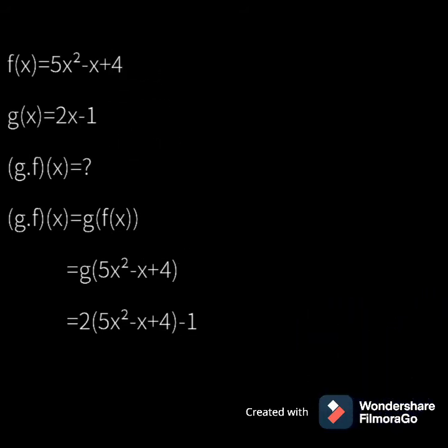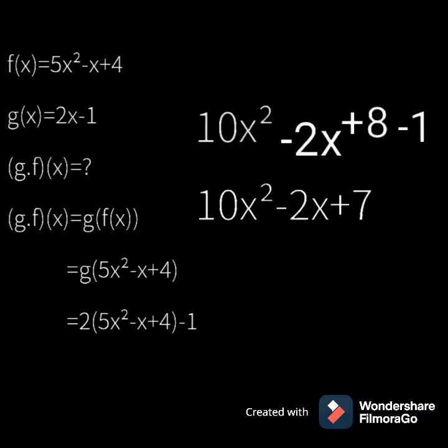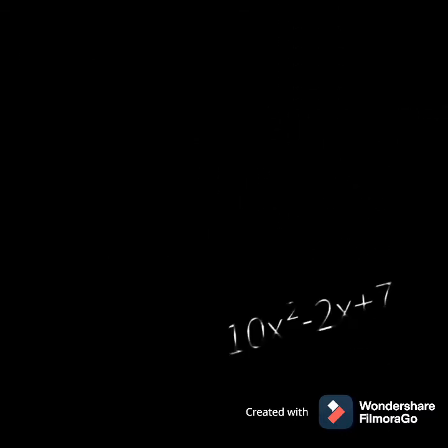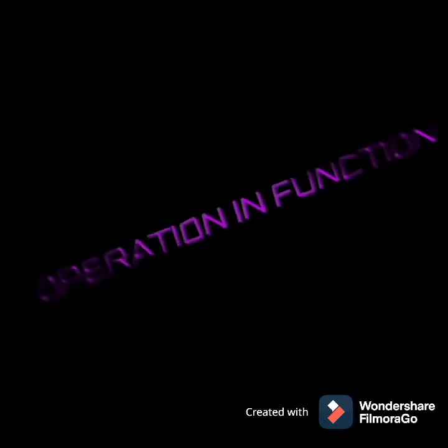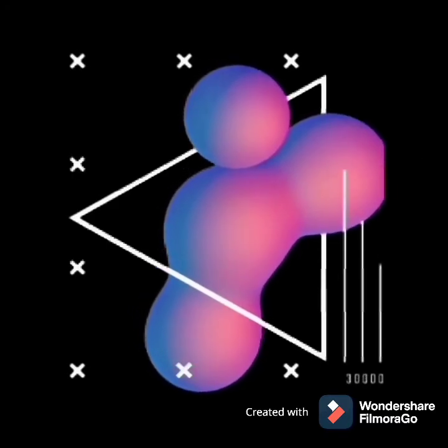2 times 5x squared is equals to 10x squared. 2 times negative x is equals to negative 2x. 2 times 4 is equals to 8. Then minus 1. 10x squared minus 2x plus 8 minus 1 is equals to 10x squared minus 2x plus 7. That is how we get the composition of functions. Let's proceed to operation on functions, but just focusing on addition and subtraction.